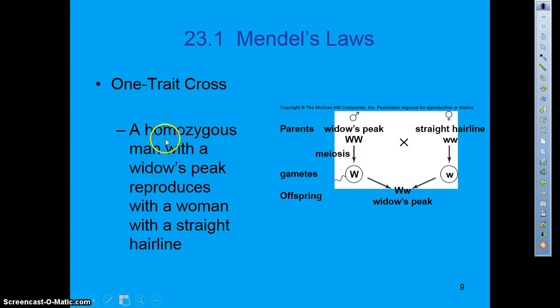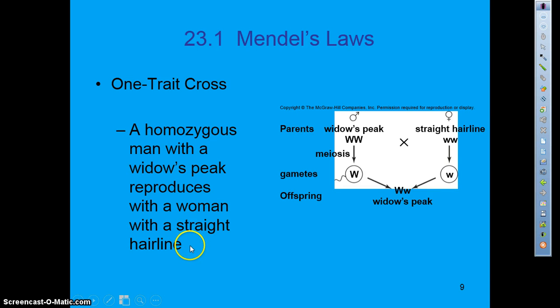Well, if the man's homozygous, that means that he has to have two identical alleles to pass on to his offspring. Same thing with the woman. She has a straight hairline. She's homozygous recessive, and he is homozygous dominant.